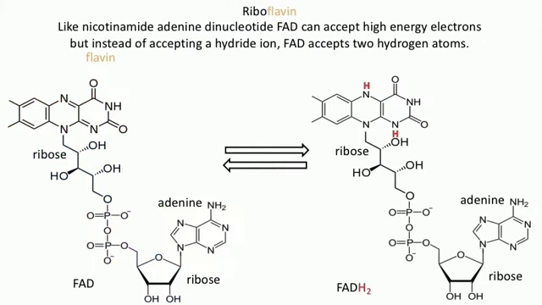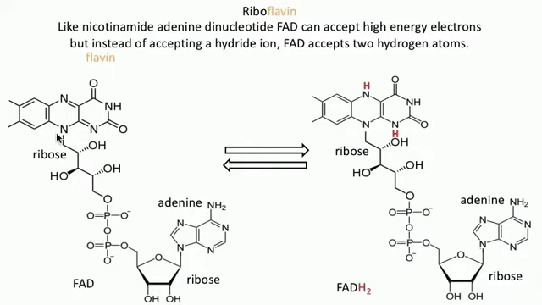Just as many dehydrogenase enzymes will grab hold of a nicotinamide adenine dinucleotide coenzyme in order to accept or donate a hydride ion, so many other dehydrogenase enzymes grab hold of flavin adenine dinucleotide in order to accept or donate hydride ions or hydrogen atoms.